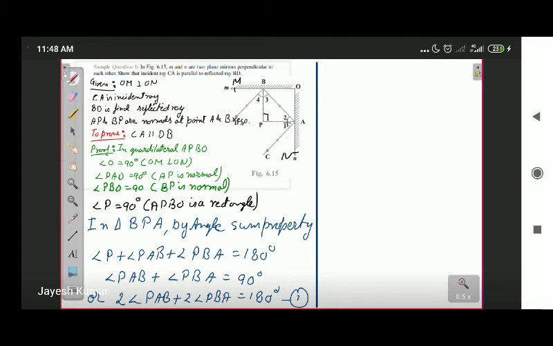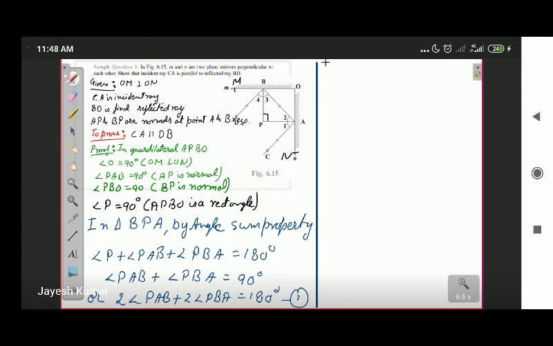Now, I have figured out that twice of angle 2 and twice of angle 3 sum to 180 degrees. So now we will move on with the question. How so? Now we will prove that twice angle PAB is this angle and twice angle PBA is this angle. So let's start.